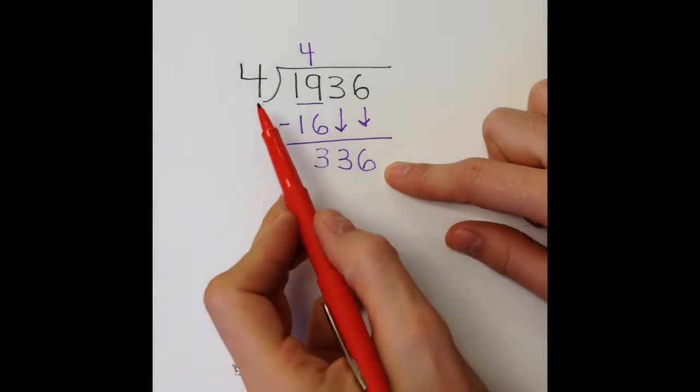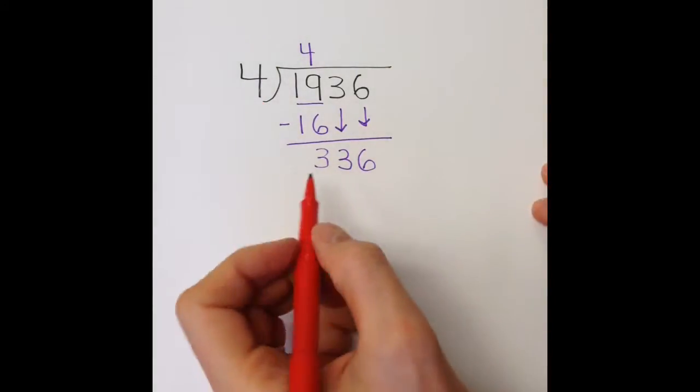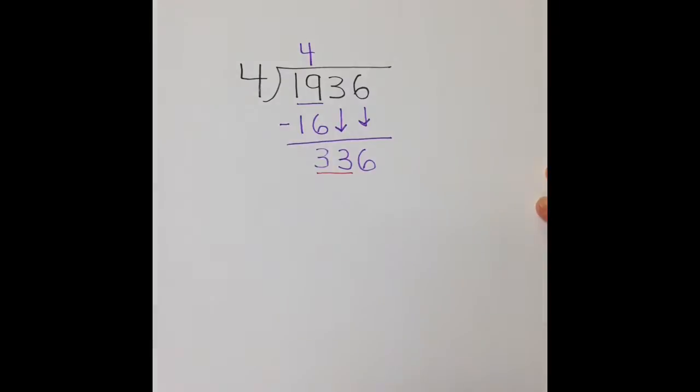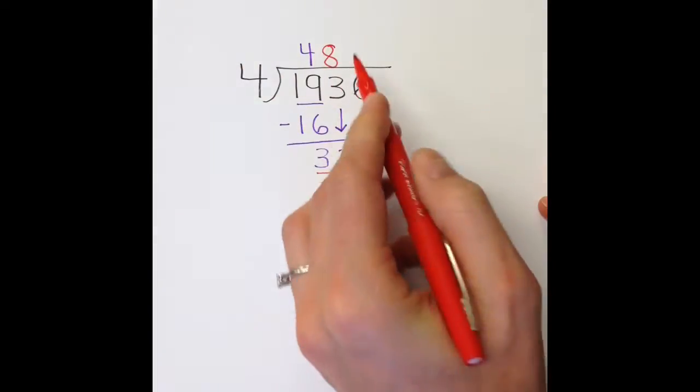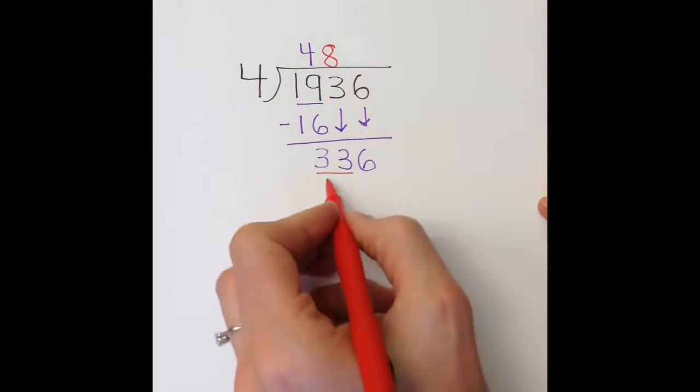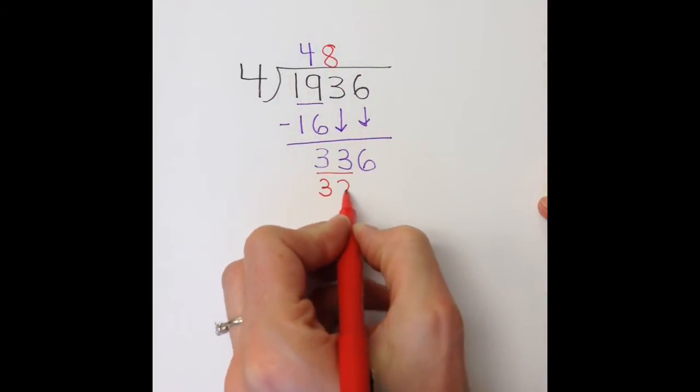So now I'm going to ask myself, how many times can 4 fit into 33? So look along your row of 4s again on your multiplication chart until you get close to 33 without going over. You would land on 32, and 4 times 8 gives you 32, so it would fit in 8 times. 8 times 4 makes 32.